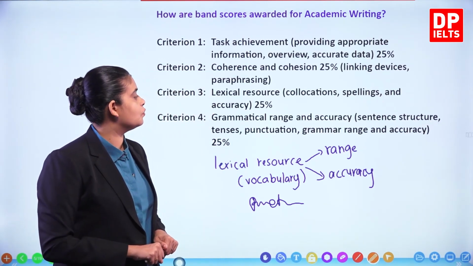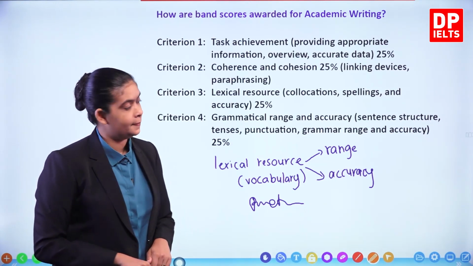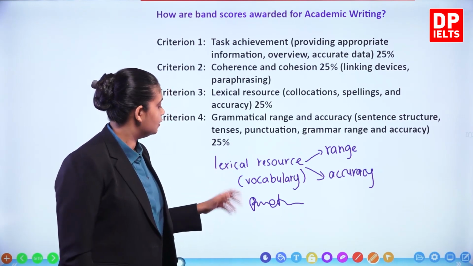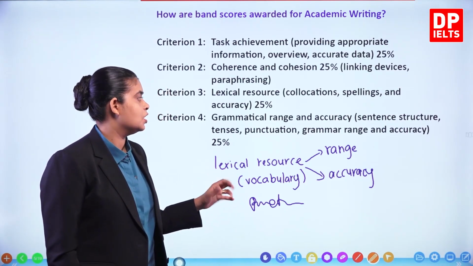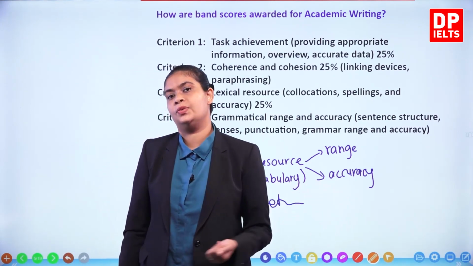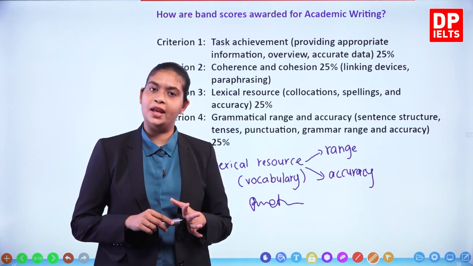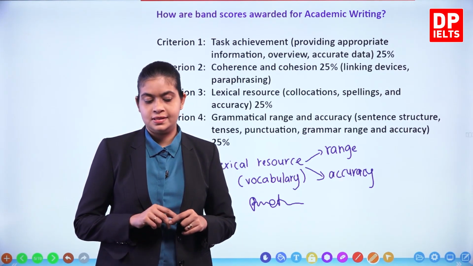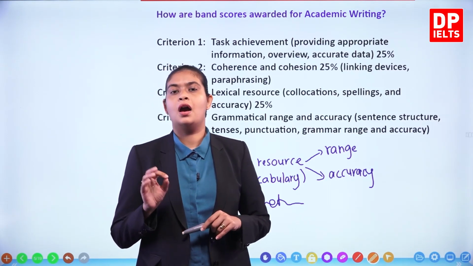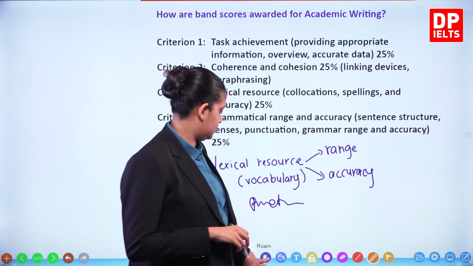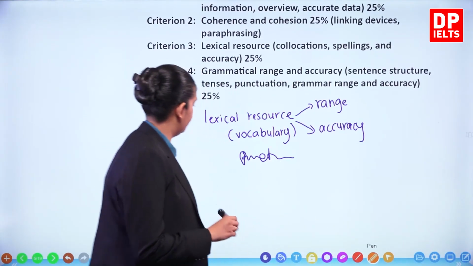Next one, grammatical range and accuracy. So now here, the sentence structure is important. Grammar, range and accuracy is important. Now, when I say range, you can understand. Let me take a small example. I have a cat.